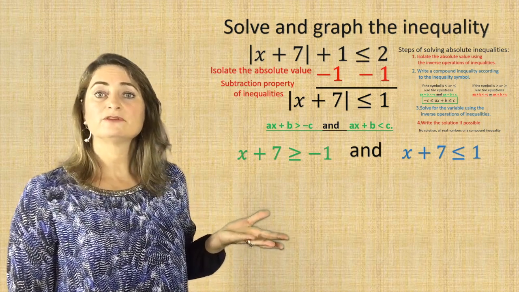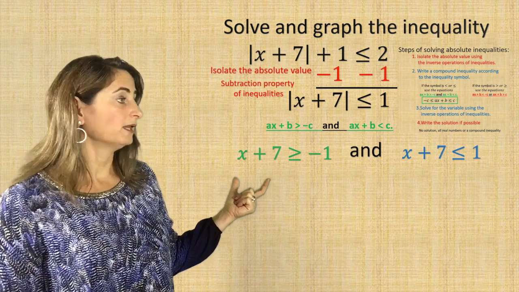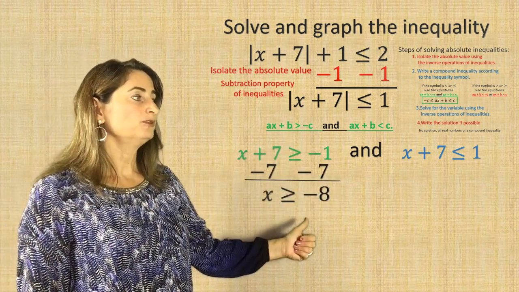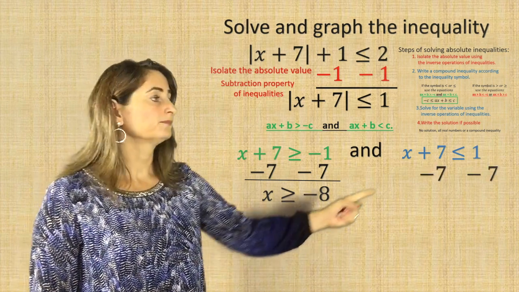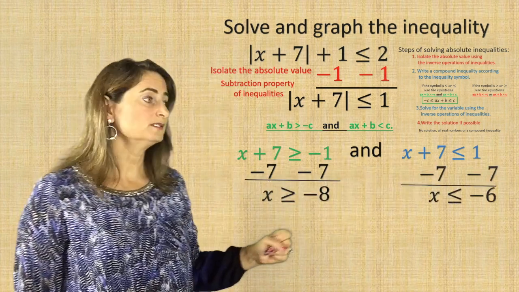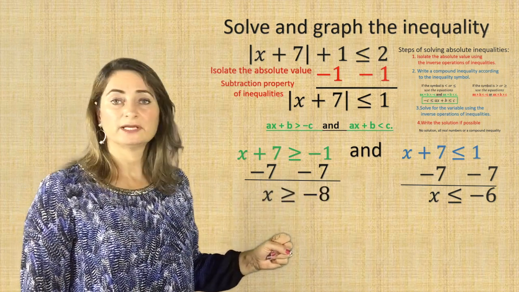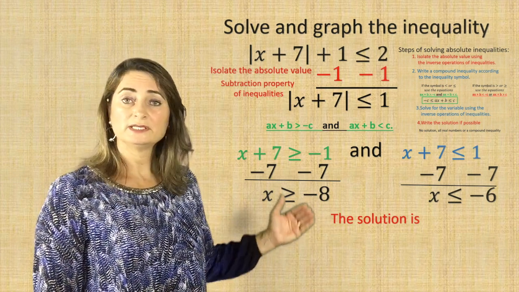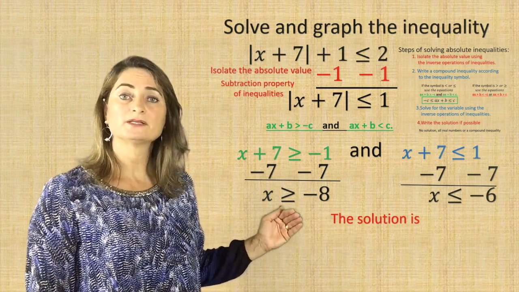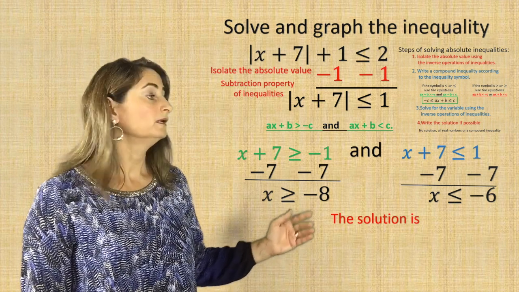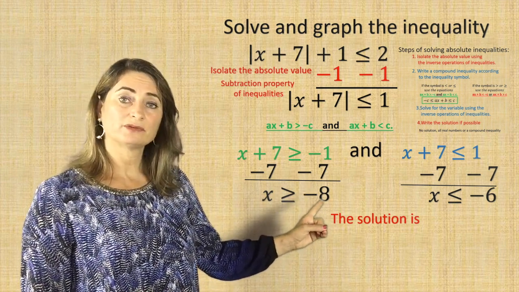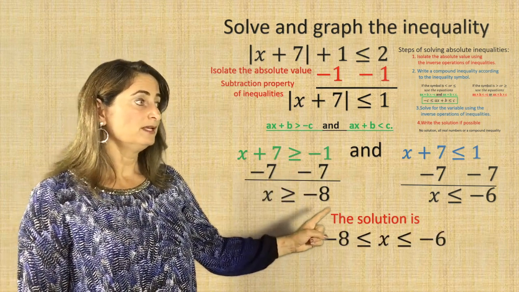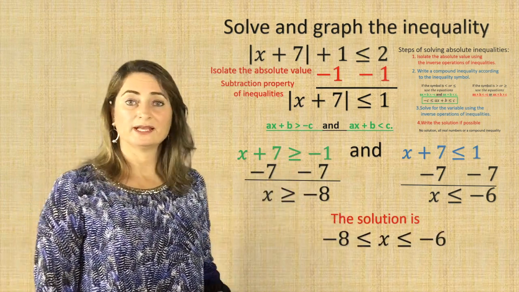Now let's solve for the variable x. Let's start with the one on the left. Since I'm adding 7, subtract 7 from both sides, you end up with x more than or equal to -8. Subtract 7 from both sides, you end up with x less than or equal to -6. So the solution is, now since it's and, we can write them as one compound inequality, but make sure to start with the least number first. -8 is less than or equal to x, and x less than or equal to -6.